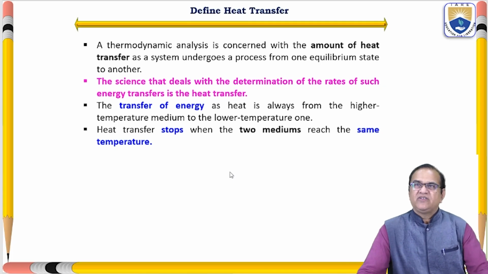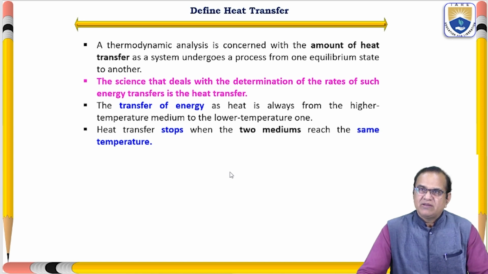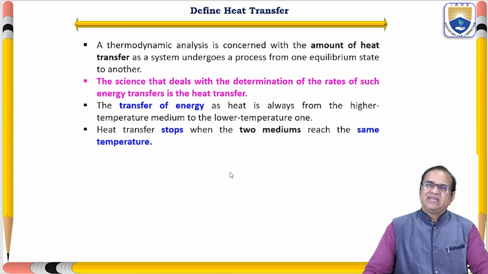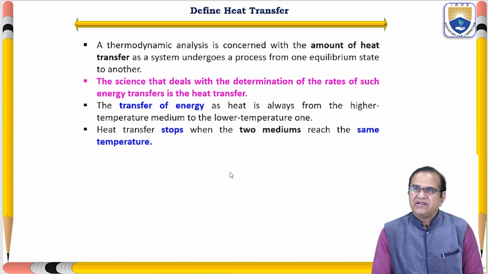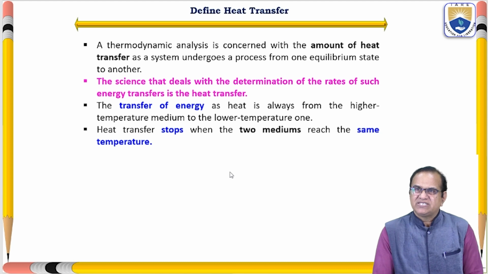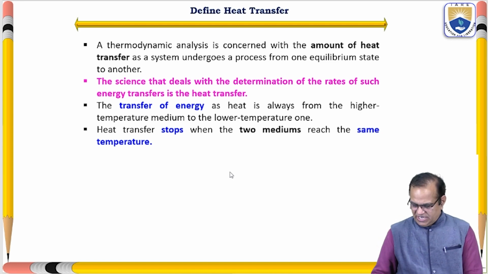So what is the heat? Define the heat transfer. A thermodynamic analysis is concerned with the amount of heat transfer as a system undergoes a process from one equilibrium state to another. The science that deals with the determination of the rates of such energy transfer is the heat transfer. The transfer of energy as heat is always from the higher temperature medium to the lower temperature one. Heat transfer stops when the two mediums reach the same temperature, that is called the equilibrium.